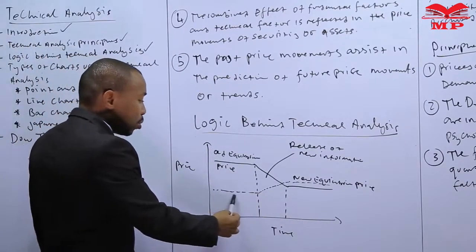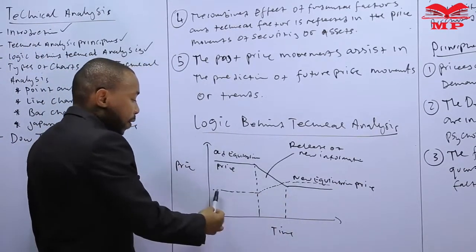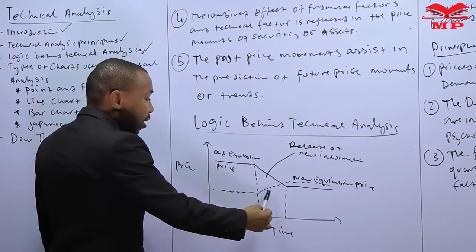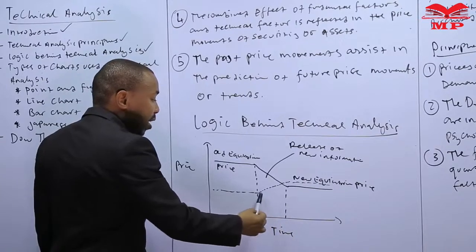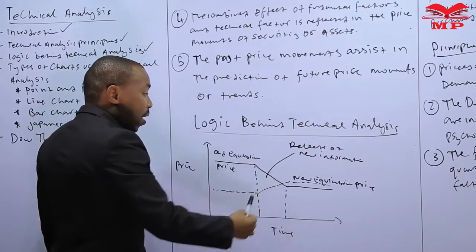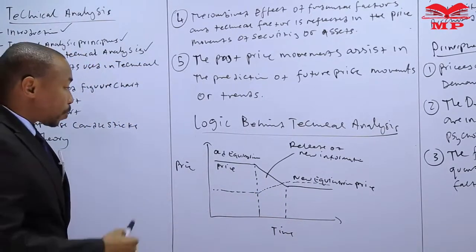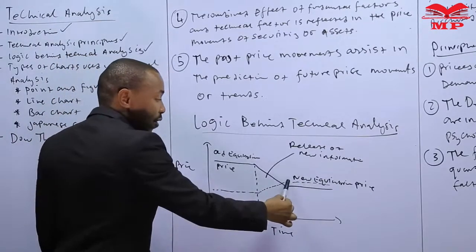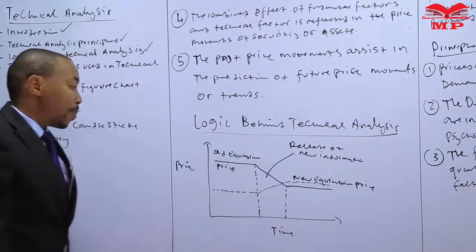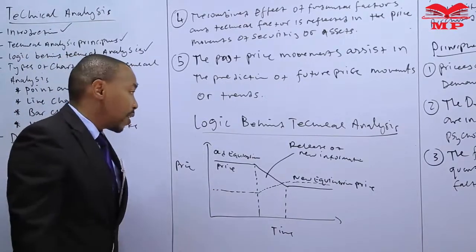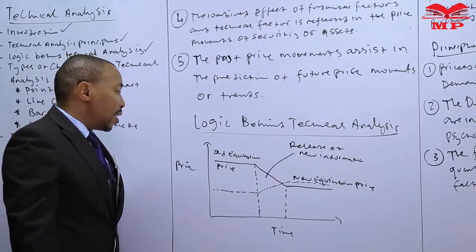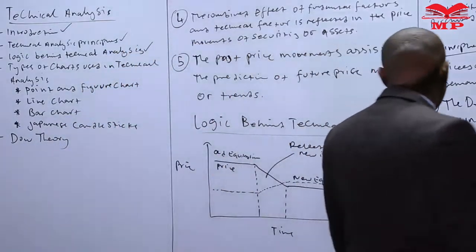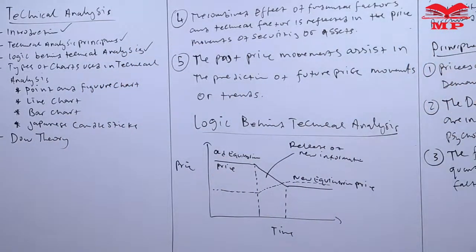However, in this dotted line which I've drawn moving up like that, this part over here indicates the old equilibrium price, which was much lower. The release of new information within that part aroused some form of demand for that security, so that you can see over here that the new equilibrium price is much higher than this dotted line which began over here. So the logic behind technical analysis is just driven by forces of demand and supply. That is what I can explain under the logic behind technical analysis.